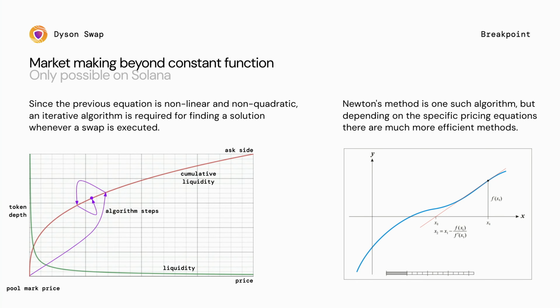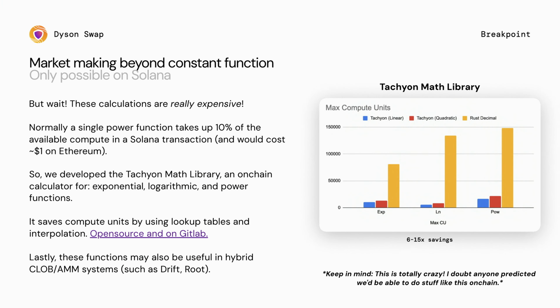Now, with all these iterations, you're going to use up a lot of compute. So these calculations are actually really expensive. Normally, a single power function or a single logarithmic function takes up 10% of the compute available in a Solana transaction, and that would cost about $1 on ETH mainnet. So we developed the Tachyon math library, which reduces compute costs by about 10x for those functions.